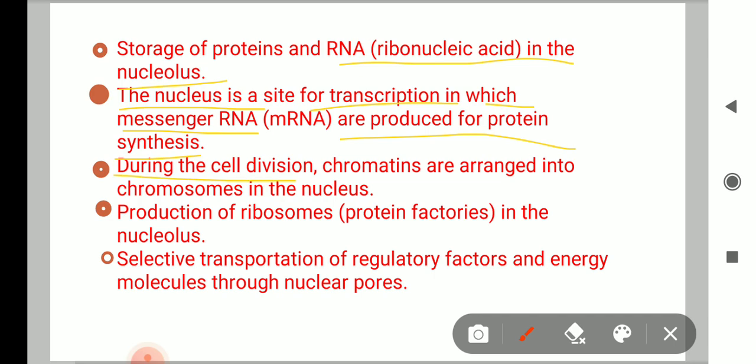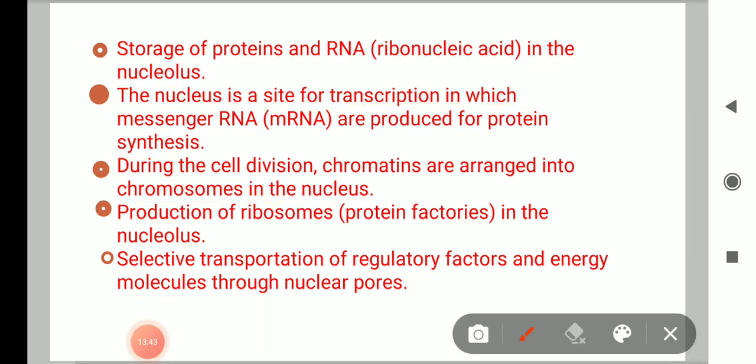During cell division, chromatin is arranged into chromosomes in the nucleus, and ribosomes, the protein factories, are produced in the nucleolus. There is also selective transportation of regulatory factors and energy molecules through the nuclear pore, meaning molecules move in and out of the nucleus through the nuclear pore.